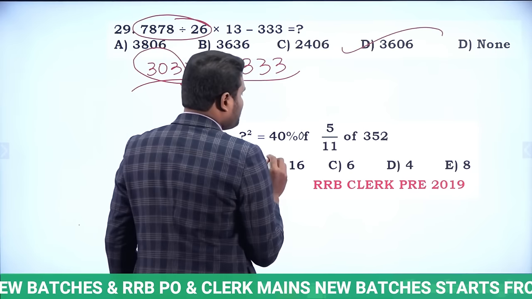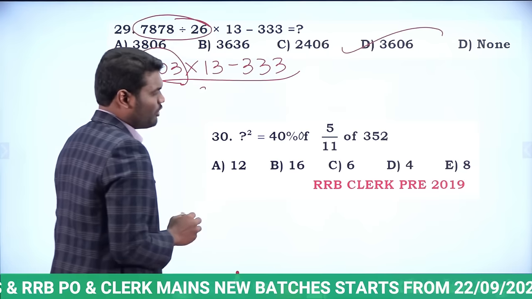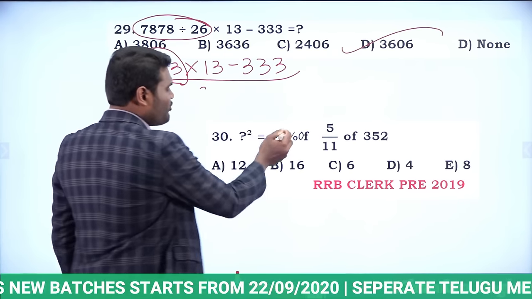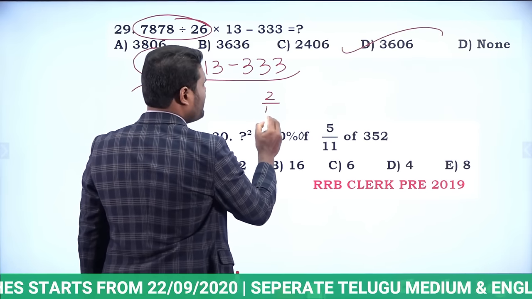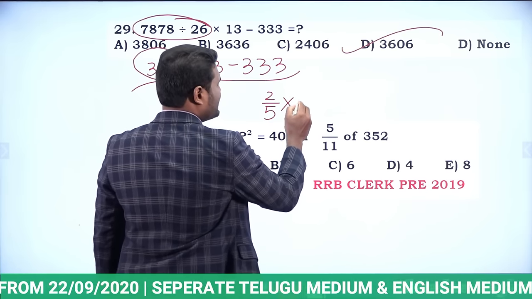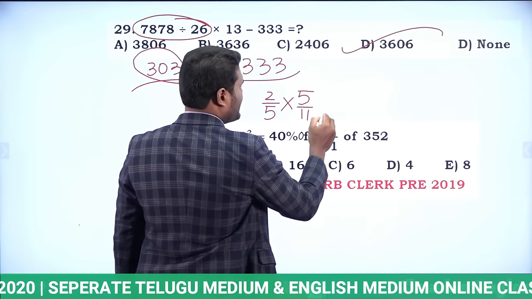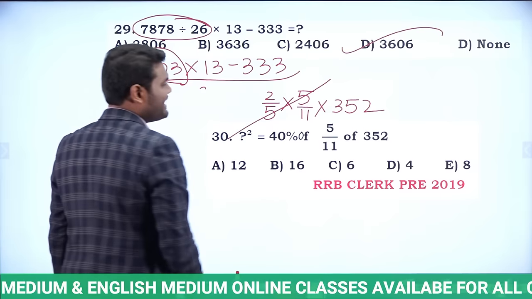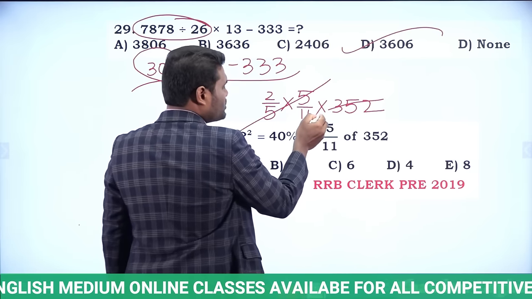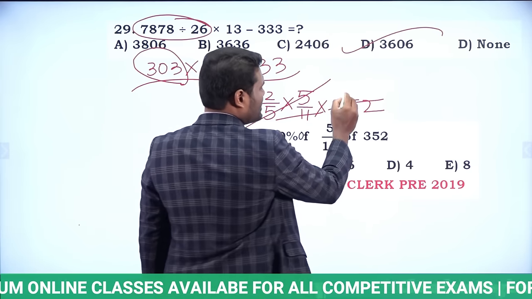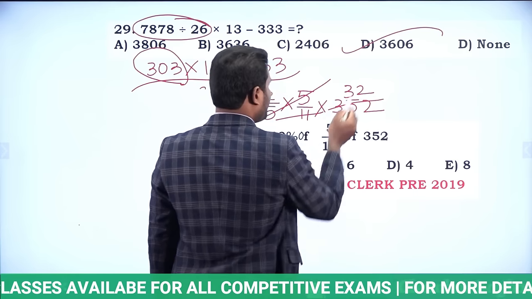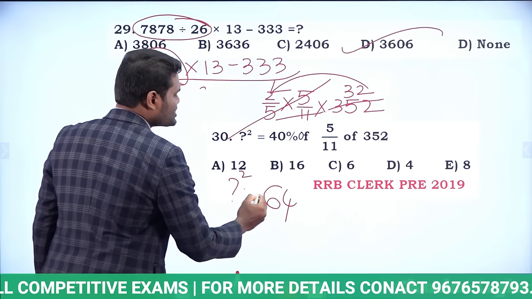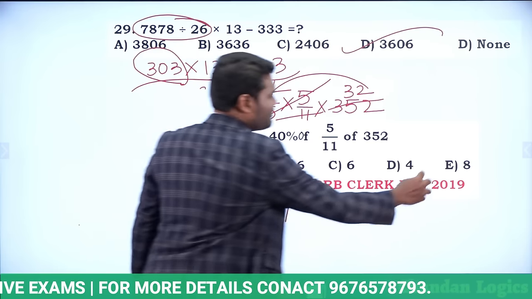Observe here, 40% of 5 by 11 of 352. Now you are supposed to find what this question mark is. Now 40% is nothing but 2 by 5, into 5 by 11, into 352. 5 gets cancelled. 352 divided by 11, how many times? It cancels 32 times. 32 into 2 is 64. Now question mark square is equal to 64. So question mark is nothing but 8.